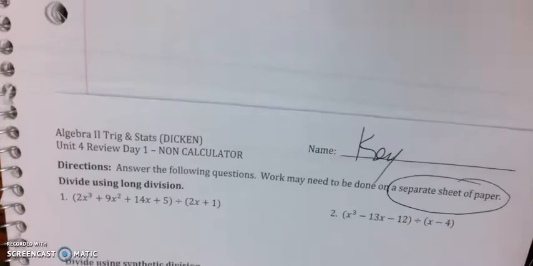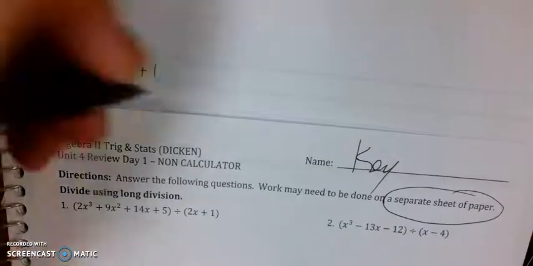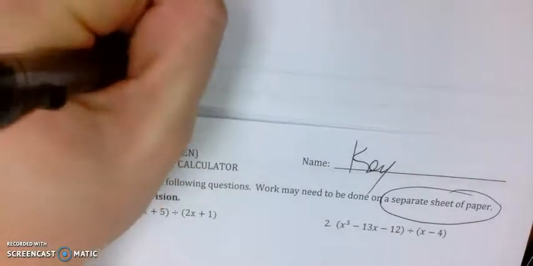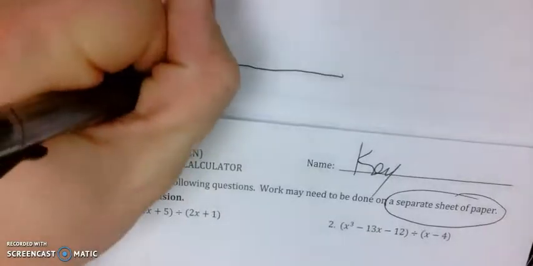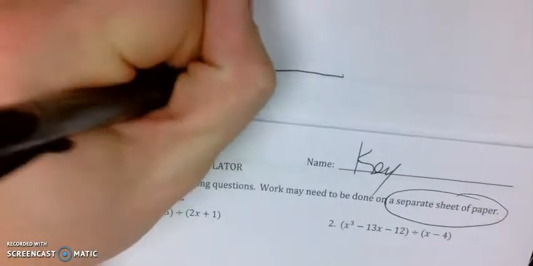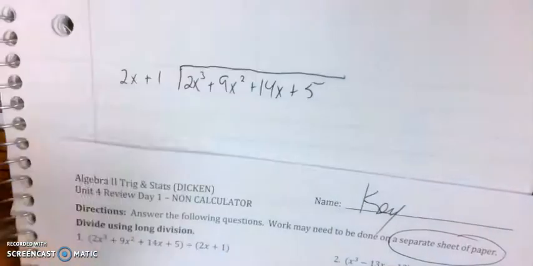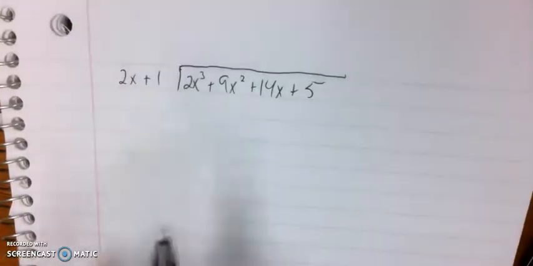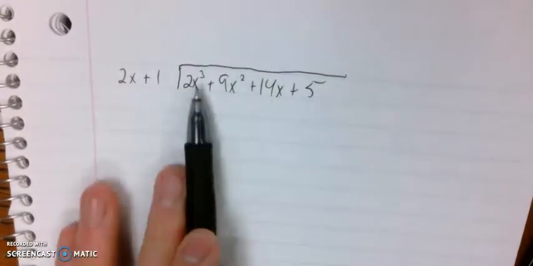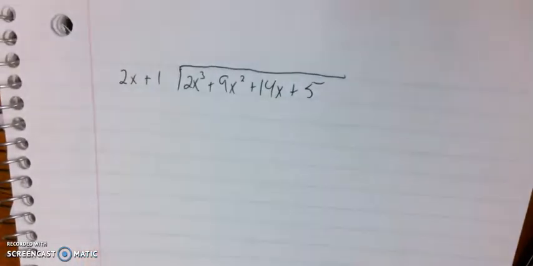So on number 1, my divisor is going to be 2x plus 1, and I'm going to divide that into my dividend, which is 2x to the third plus 9x squared, plus 14x plus 5. Now, again, when we do these, we want to make sure that we don't skip any terms, right? So it goes to the third power, to the second power, first power, and fifth.